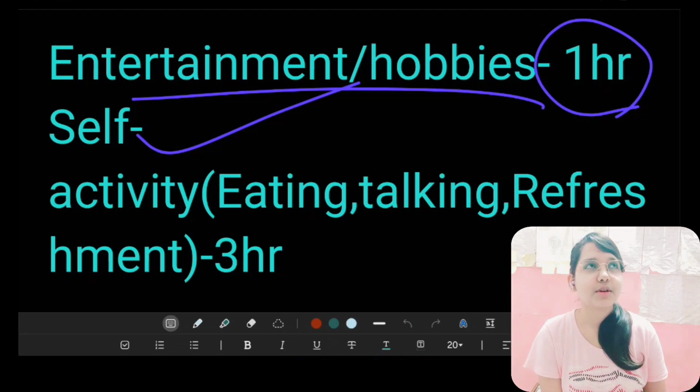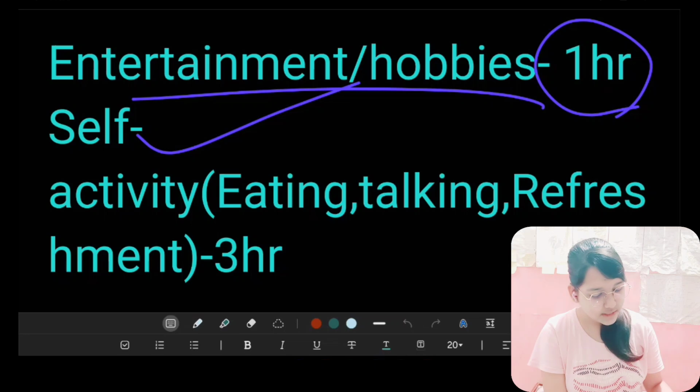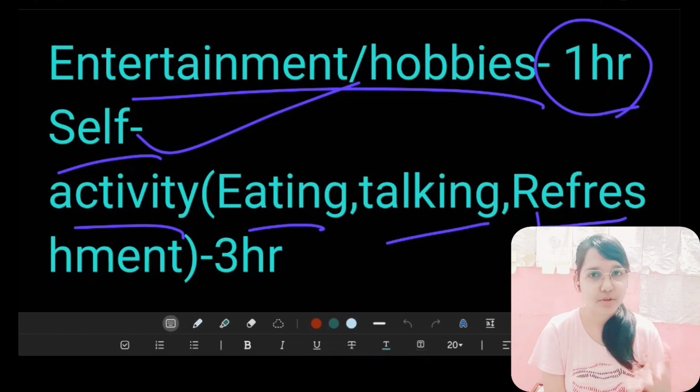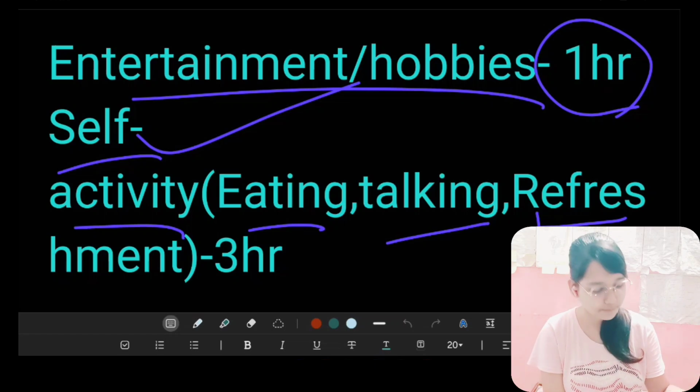I usually used to give 1 hour for entertainment or hobbies, whichever you have, and the rest of the time you have to do your studies and other things, alright? Because there are also some self activities such as eating, talking to your friends or family members, refreshment, going to the washroom. We have to keep the accountability of where our hours are going out of 24 hours, because even the topper who will be rank 1 in NEET 2025 and even you, both have 24 hours. So what depends on us is how he utilizes his time and how we utilize our time. So this is the most important thing.